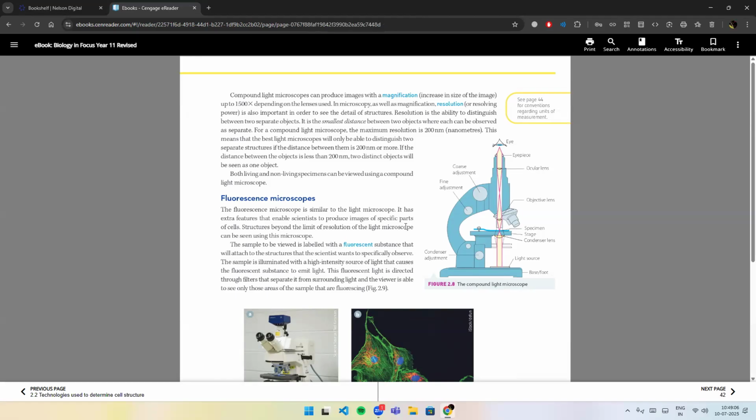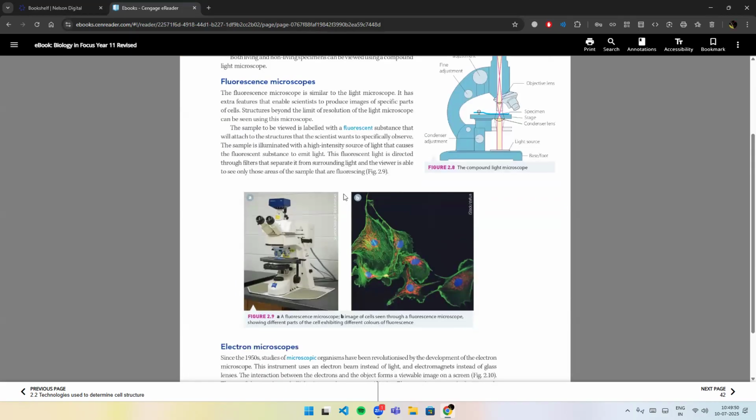In microscopy, as well as magnification, resolution is also important in order to see the details of structures. Resolution is the ability to distinguish between two separate objects. It is the smallest distance between two objects where each can be observed as separate. For a compound light microscope, the maximum resolution is 200 nanometers. This means that the best light microscopes will only be able to distinguish two separate structures if the distance between them is 200 nanometers or more. If the distance between the objects is less than this, two distinct objects will be seen as one object. Both living and non-living specimens can be viewed using a compound light microscope.